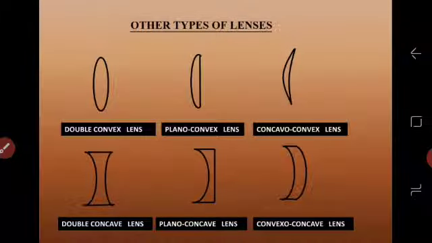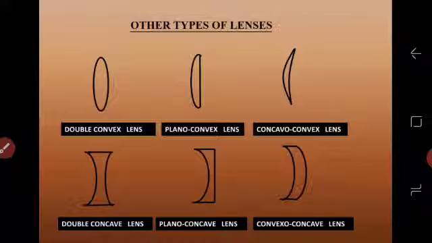Other types of lenses are a double convex lens, where both the surfaces are convex; a plano-convex lens, where one side is convex and the other side is plane; and a concavo-convex lens, where one side is convex and the other side is concave. So these are the possibilities in case of a convex lens.